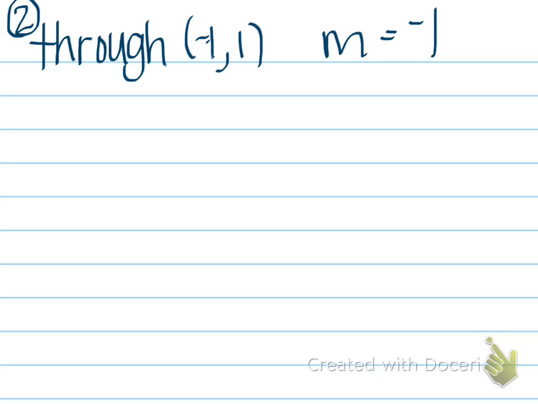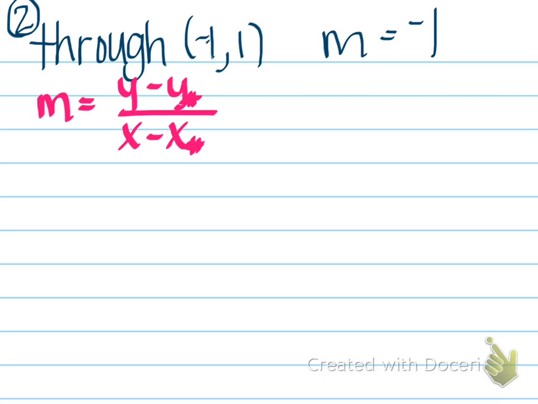Okay, let's look at the next one. So again, I have to use my formula: m equals y minus the y number over x minus the x number. So I'm going to start out and plug in my value for m, and I will tell you that it's helpful just to go ahead and make it a fraction. So I'm going to make this negative 1 over 1. You can put anything over 1.